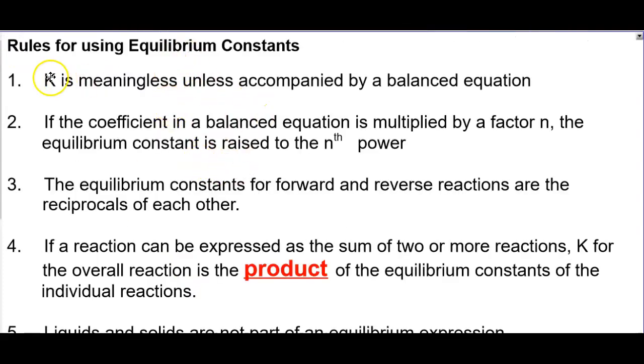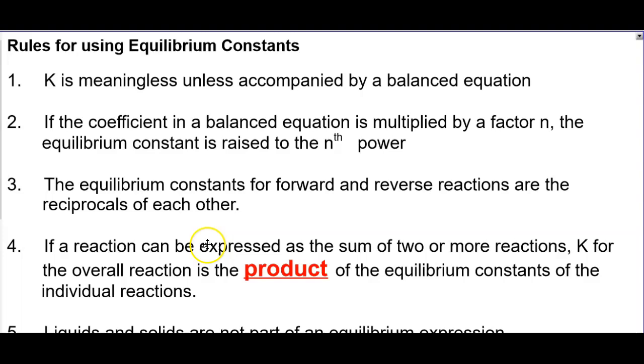Here are some other rules. Basically, you need to know that K is meaningless unless you have a balanced equation. This is that whole raising it to a power, whatever you multiply by. And then this is the reciprocal rule, where we know the forward and reverse reactions are reciprocals of each other.